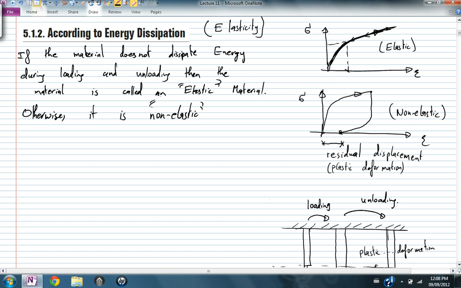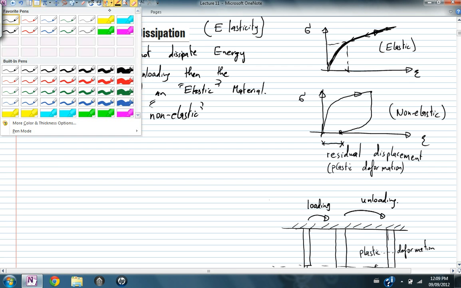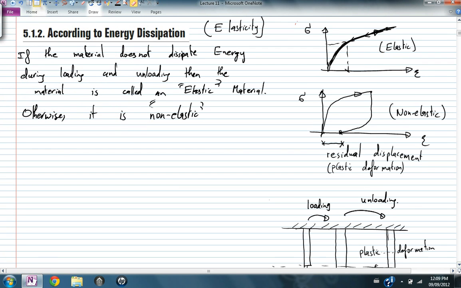Now notice that there's a difference between linearity and elasticity. You can have a non-linear material that's elastic. This very first curve that we draw here is an example of a material that's non-linear, still elastic. The relationship between the stress and the strain is non-linear, but the material does not dissipate any energy during loading or unloading. Traditional engineering materials, such as steel and concrete, are usually linear and elastic.